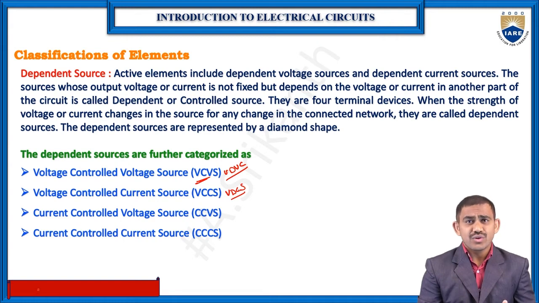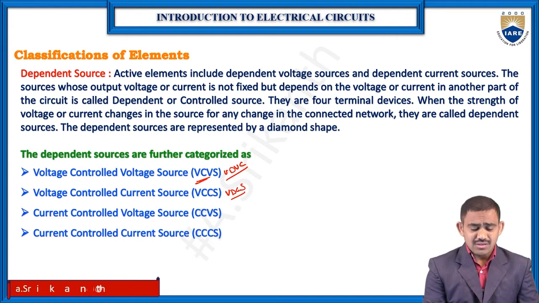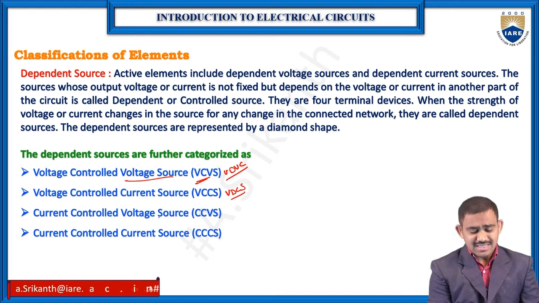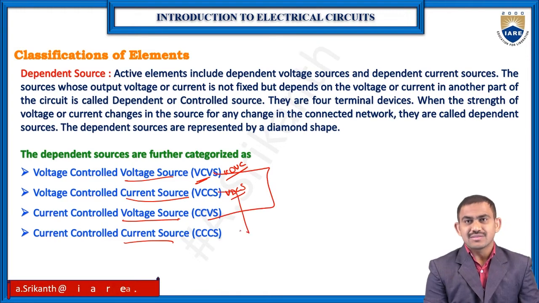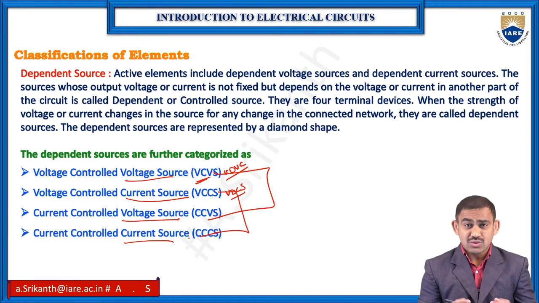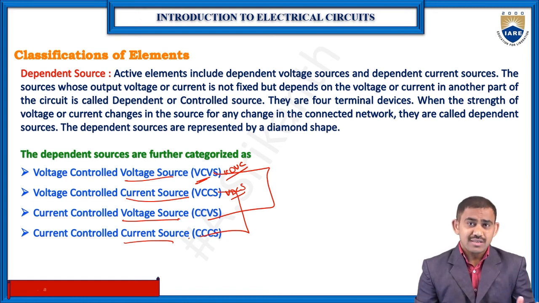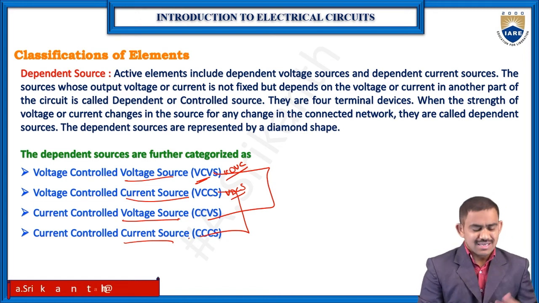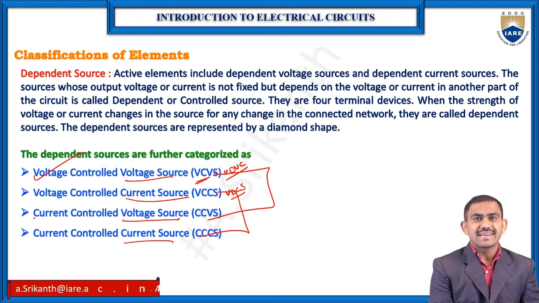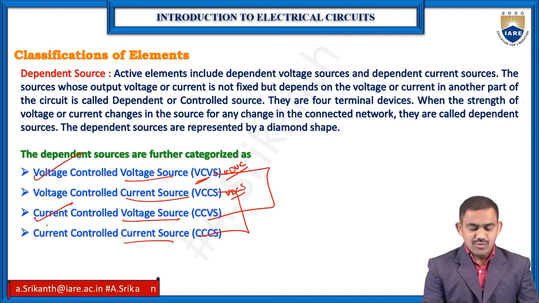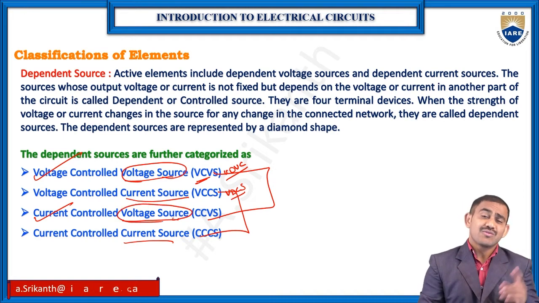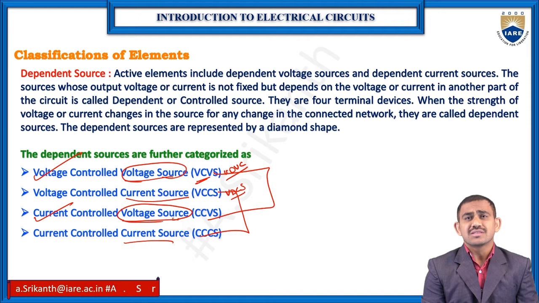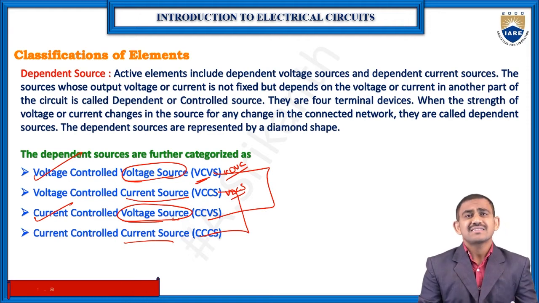So here we have 4 sources. Those are voltage source, same voltage source, current source, current source. So these 2 are voltage sources and these 2 are current sources. Which voltage sources do we have? Those voltage sources depending upon the voltage as well as current. We have voltage source and voltage source, and these 2 voltage sources are depending upon the voltage and current. Same thing with current sources: current sources depending upon voltage as well as current.